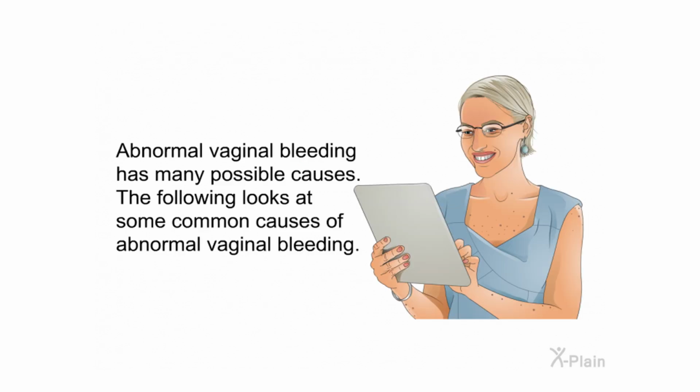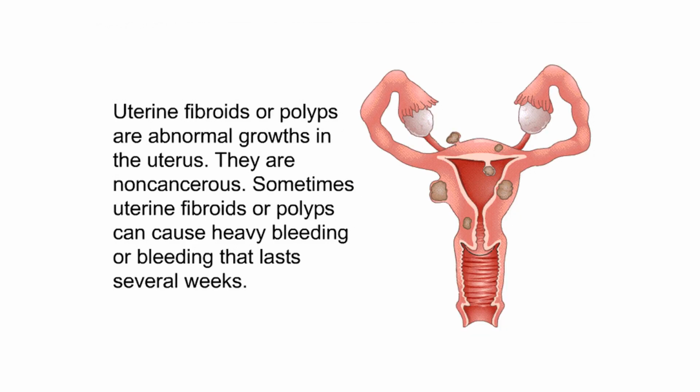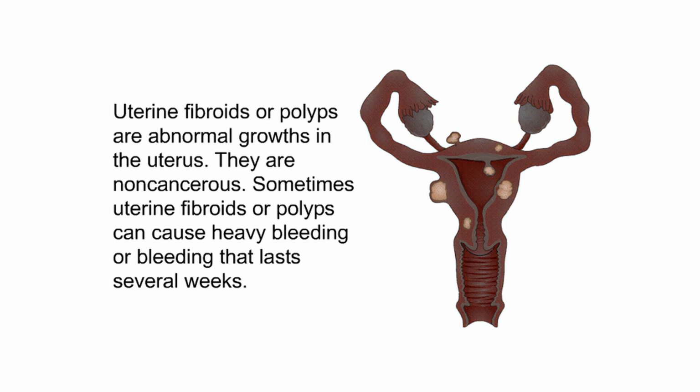Causes. Abnormal vaginal bleeding has many possible causes. The following looks at some common causes of abnormal vaginal bleeding. Uterine fibroids or polyps are abnormal growths in the uterus. They are non-cancerous. Sometimes uterine fibroids or polyps can cause heavy bleeding or bleeding that lasts several weeks.